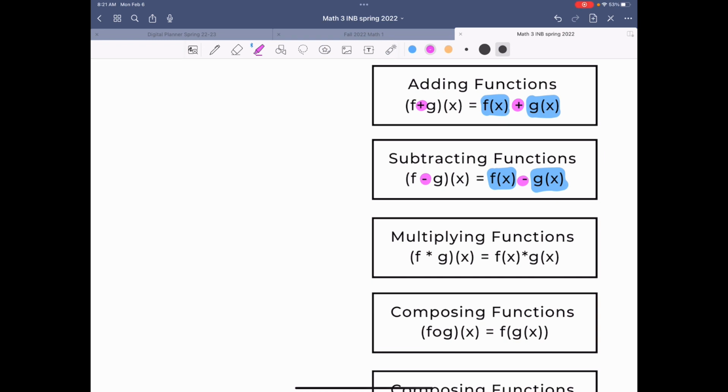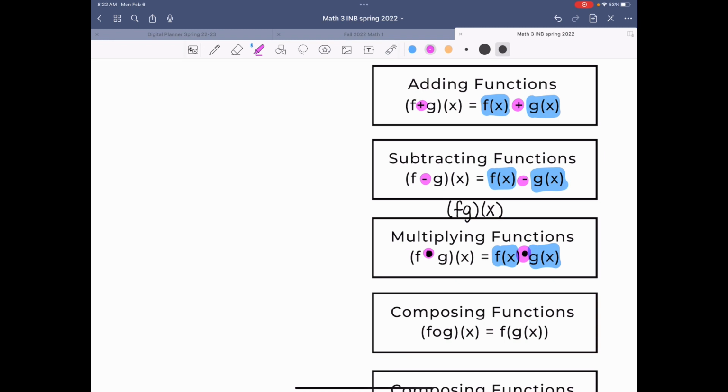So then we have multiplying. Now multiplying, you have to pay attention to the symbols. A lot of the times, instead of having the little star, it'll be the closed circle, or it may just put the two functions side by side without anything in between them. So just keep that in mind when you're looking at multiplication. This means we're going to take the whole f function and the g function, and you're going to multiply those two together.